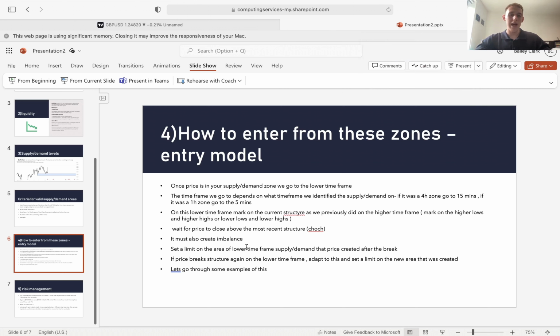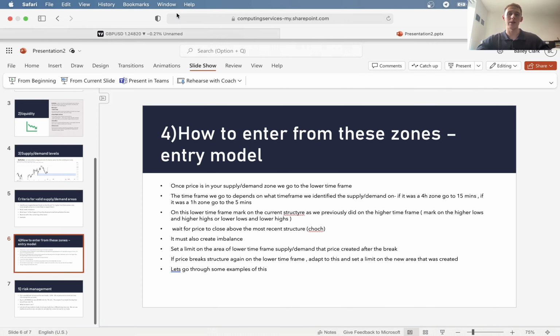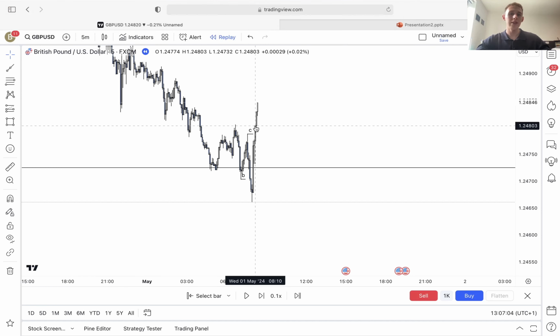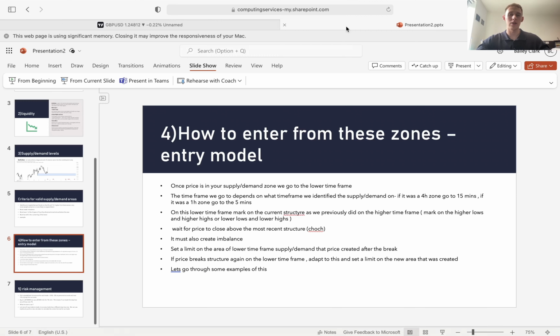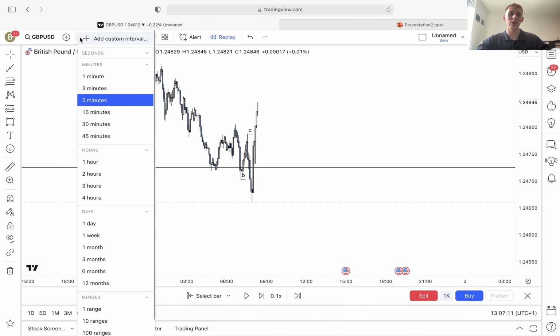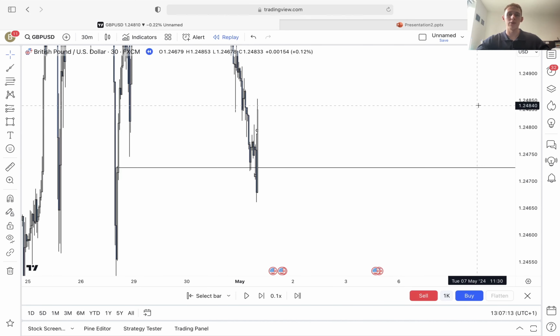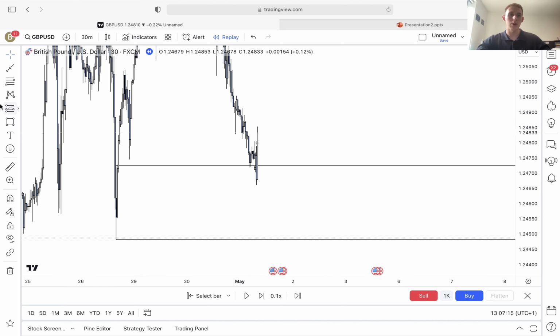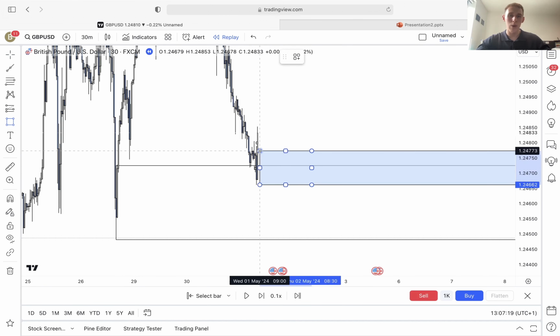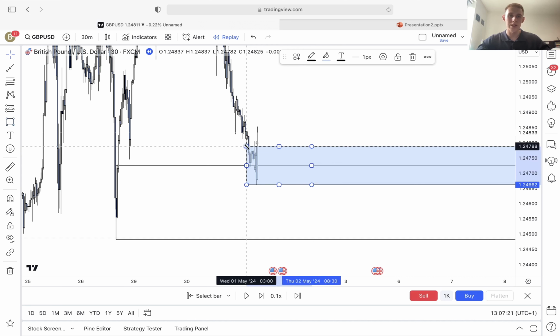Set a limit on the area of demand that price created after the break. So in this case, I did say that we are looking for the entry on the 5-minute. However, in order to see the area of demand to enter from more clearly, I'm going to just go over to the higher time frame so that we can see that the whole area of demand that we're looking at is this zone just here.